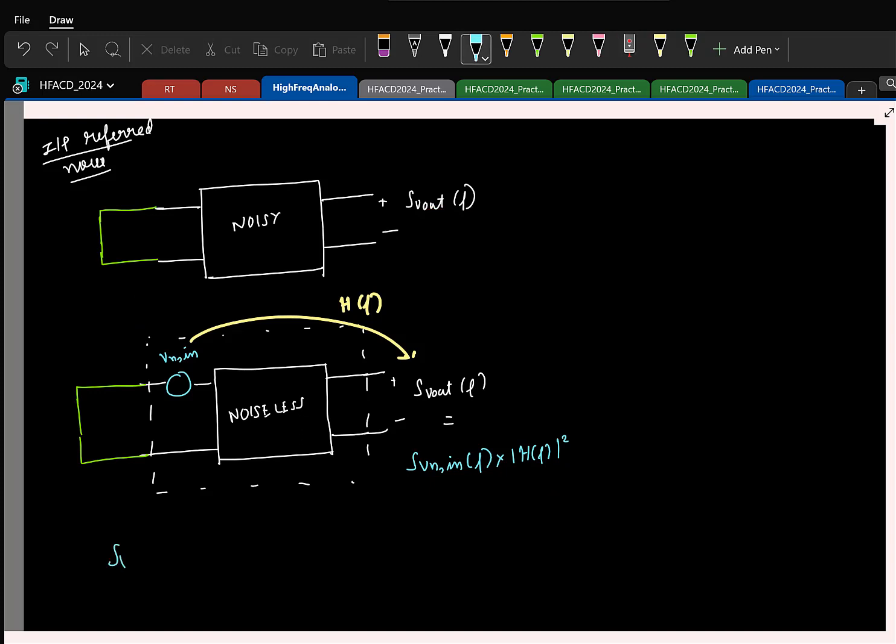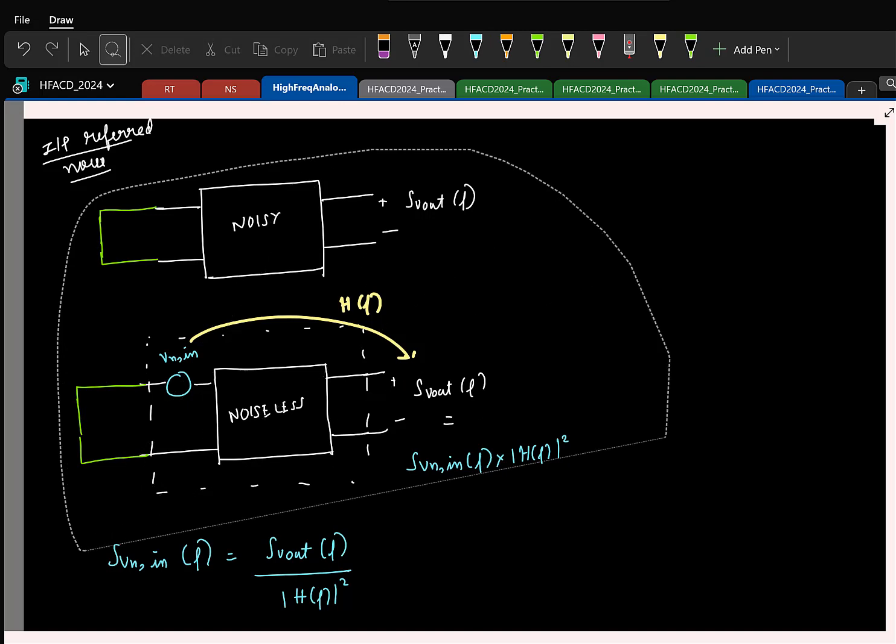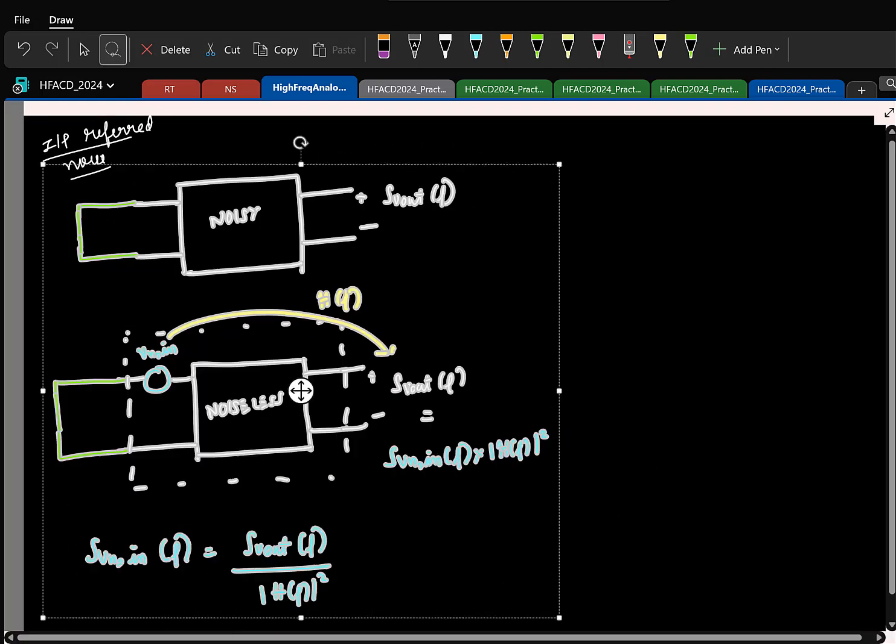So what is the input referred noise voltage PSD? The output PSD? I mean, nothing great here. I'm just saying the input is output divided by the gain, loosely speaking. Is this clear? Okay.